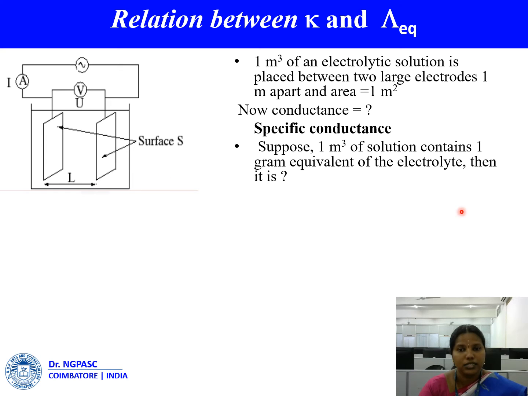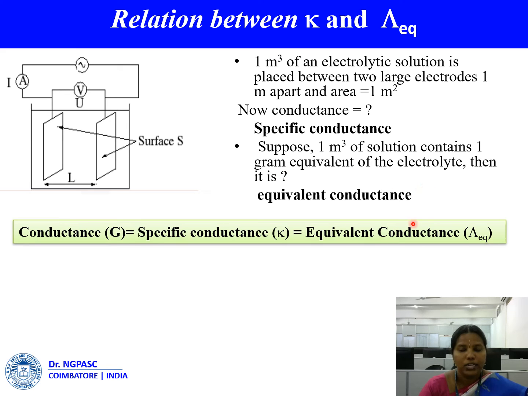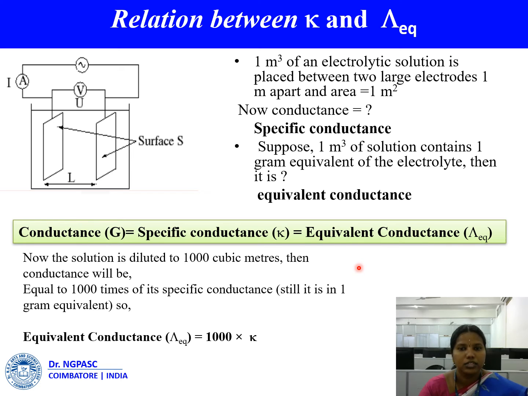Now we can consider that this 1 cubic meter solution contains 1 gram equivalent of the electrolyte. Now what will be the conductance? The conductance will be equal to the equivalent conductance because the 1 cubic meter solution contains 1 gram equivalent of the electrolyte. So in this case, we can equate the conductance: specific conductance kappa is equal to the equivalent conductance. Now again, we are considering another case, that we are diluting this 1 cubic meter solution into a 1000 cubic meter solution.